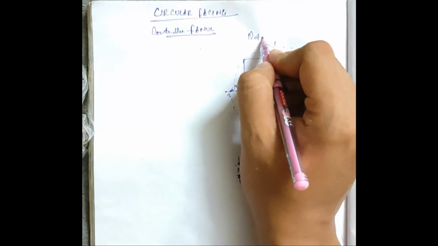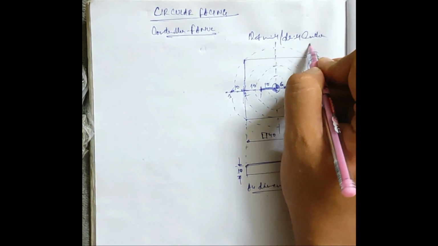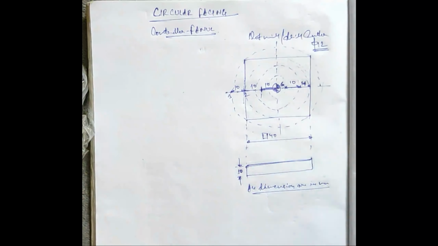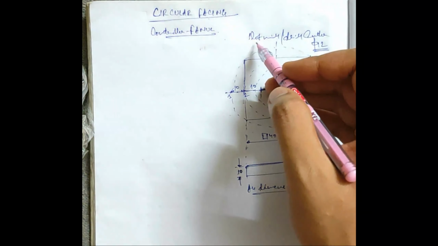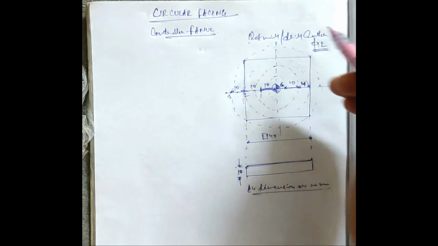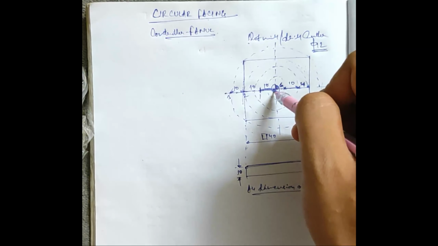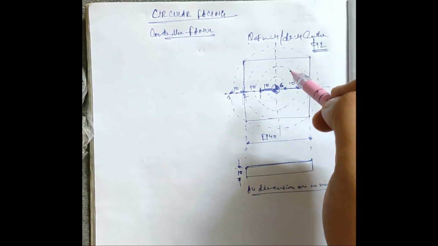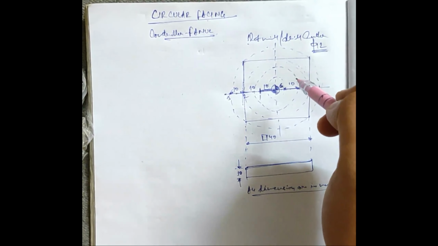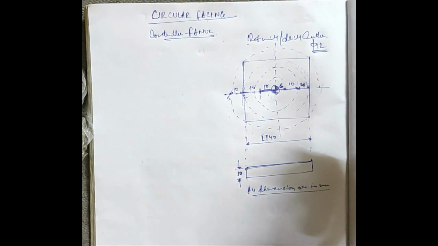Slot mill or drill cutter of diameter 12 mm. There are two things I need to mention over here. While using a slot mill cutter, you can plunge on the workpiece. But while using an end mill cutter, you can't plunge on the workpiece. If you plunge on the workpiece, it may break your cutter and it may cost you some money.